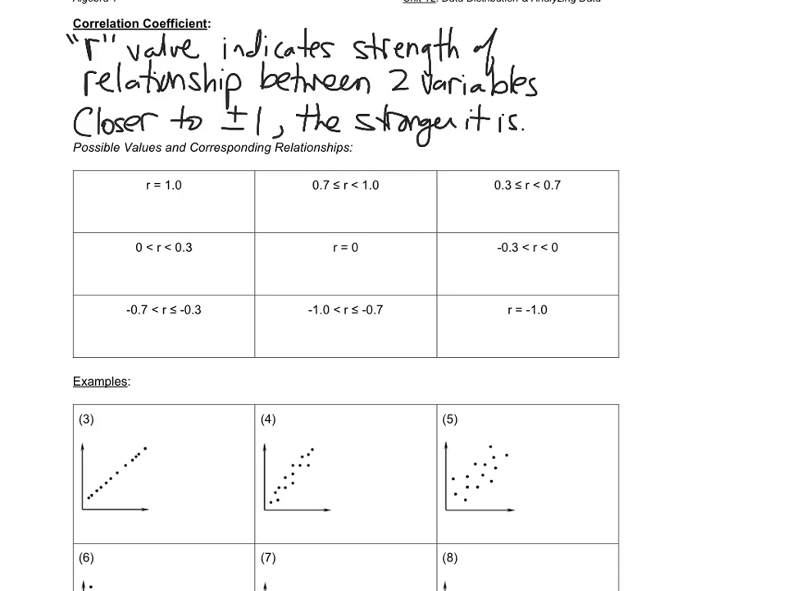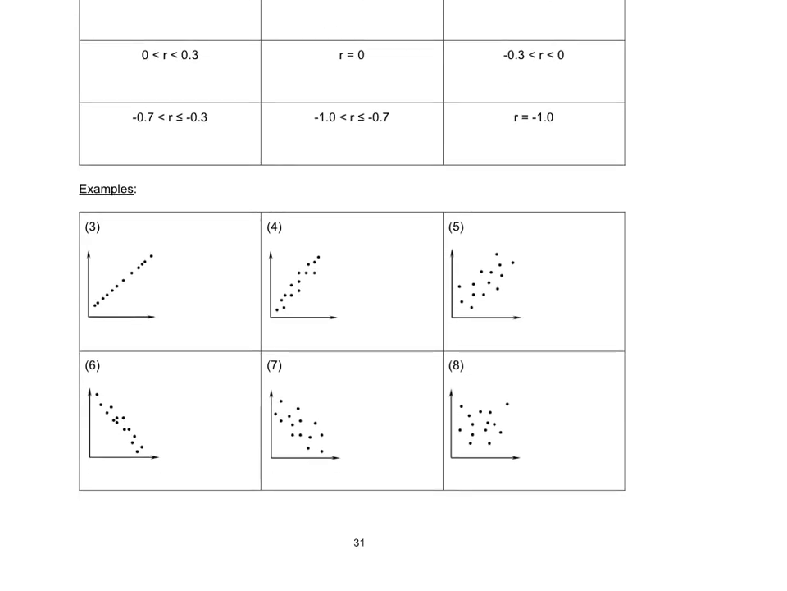Okay, so you got your perfect positive, declining levels of strength as you go left to right, top to bottom. All right, so perfect, strong, moderate, weak, none, weak in the negative direction, moderate, strong, perfect in the negative direction. The ones on the bottom are unclassified for you, right?